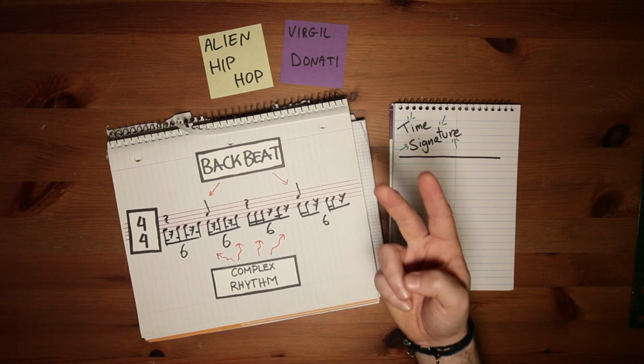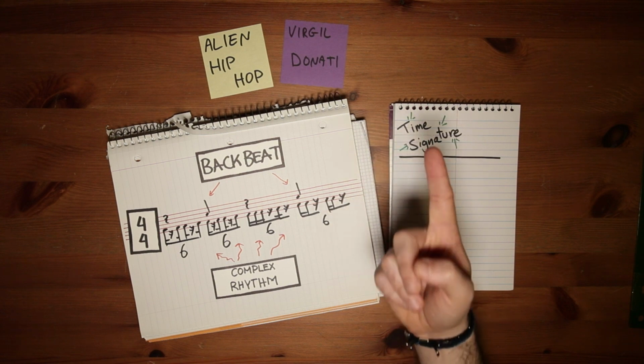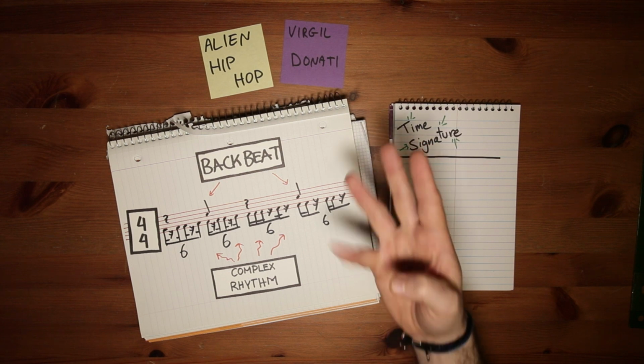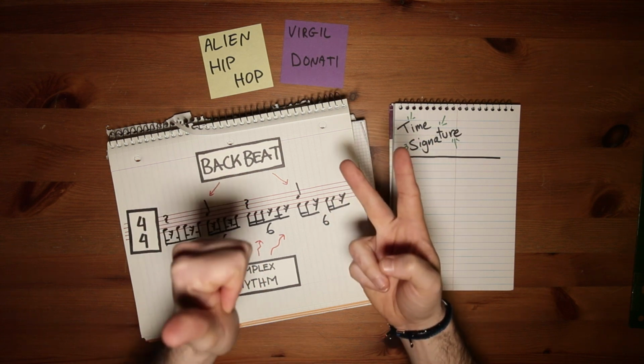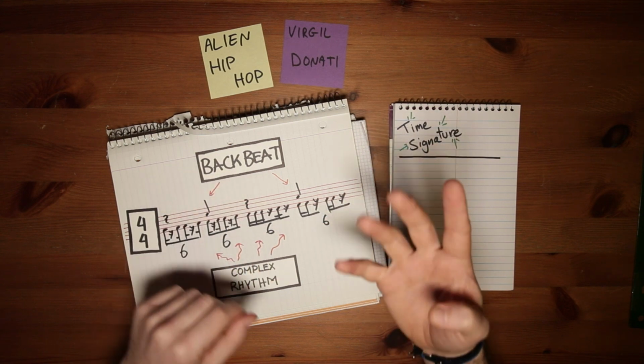1, 2, 3, 4. 1, 2, 3, 4. Oh, Mazel Tov, it's a boy. It's a 4/4. And the snare seems to conveniently enough hit on beats 2 and 4 of every bar.